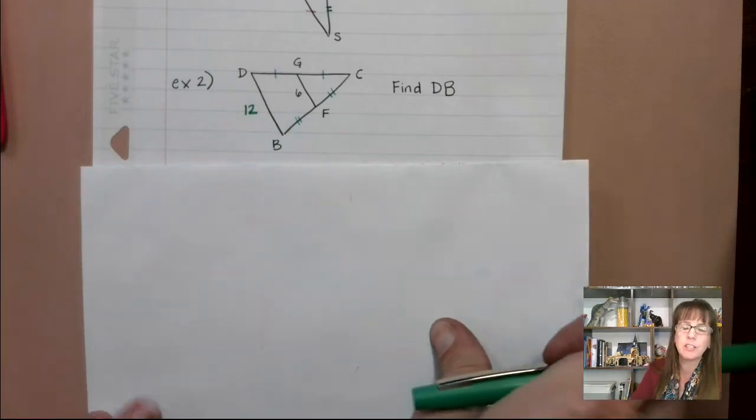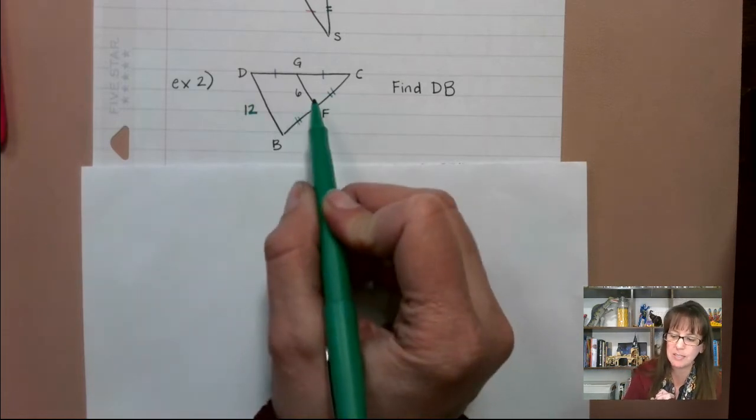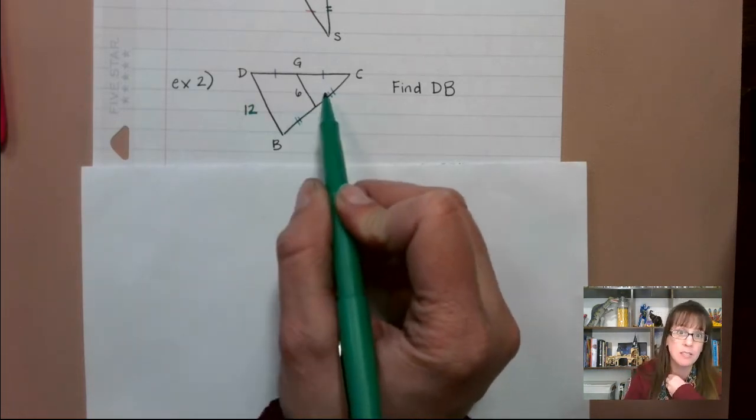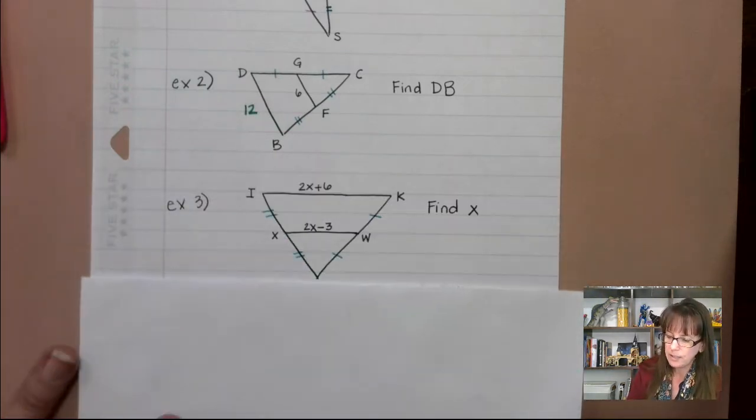All right, now that you've got the idea here, and we're only allowed to say that because we are told that this is the midpoint. And we know that this is the midpoint because these guys are congruent. That's the very definition of midpoint. Let's look at number 3.